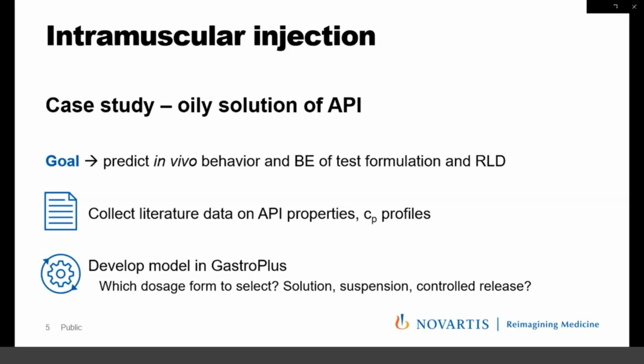Then we tried to develop a model in GastroPlus. The first challenge we had was to decide which dosage form to select. Solution and suspension formulations in GastroPlus assumed that the solvent is an aqueous medium and we had an oily solution. One option would be to select a controlled release formulation.